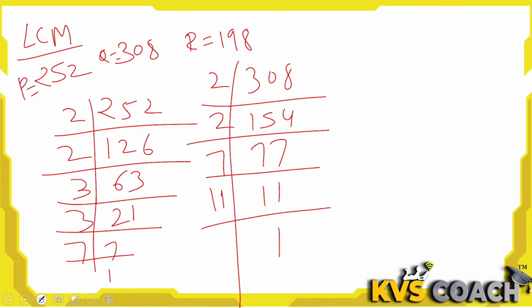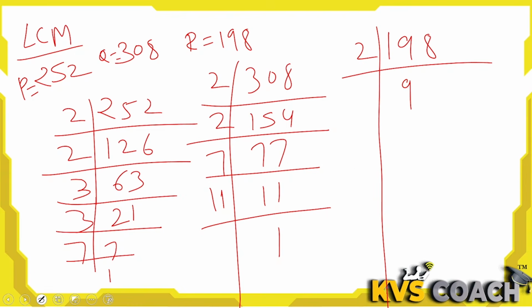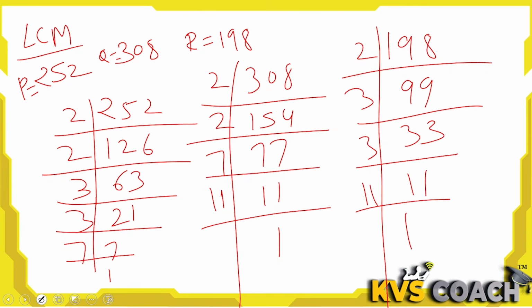Okay, and for 198, 2 nines are 18, then 3 threes are 9, 3 ones are 3, then 11. Okay, so what we have to find is the common factors here. Then the LCM will be, look, least common factor we have to find. 2, 2, 2, 2 and here 2 only. So what will we take? We will take 2 squared. Okay, the bigger value.